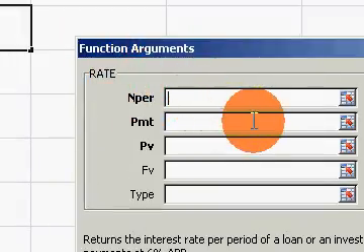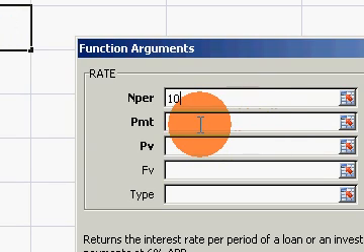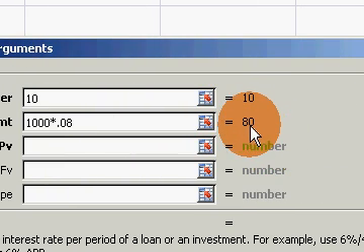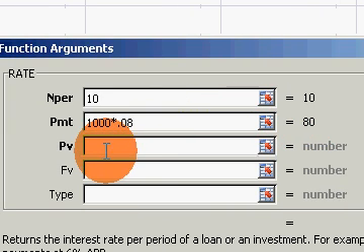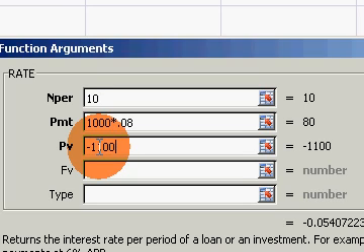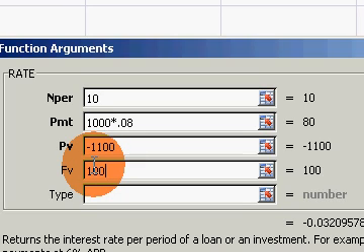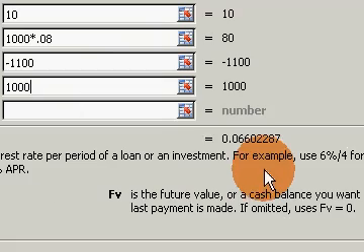You'll notice it asks for the number of periods, and in this example we have 10 years till it matures. The payment, that was that $1,000 times 0.08, so it was $80 at the end of every period, at the end of every year. And it said we paid $1,100 for the bond. And again, remembering that the future value, we're always going to use a positive 1,000 for the future value. So for the yield to maturity, or rate in Excel, we get 6.60%.